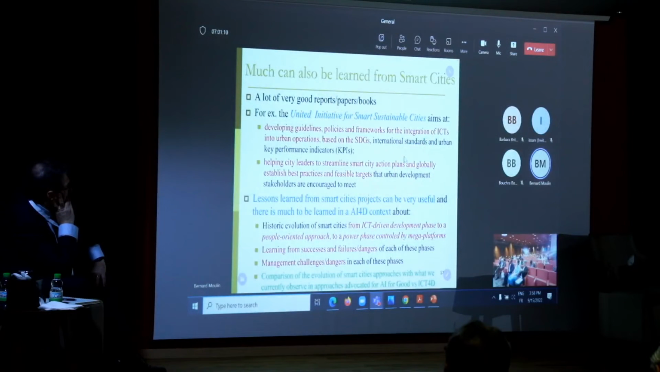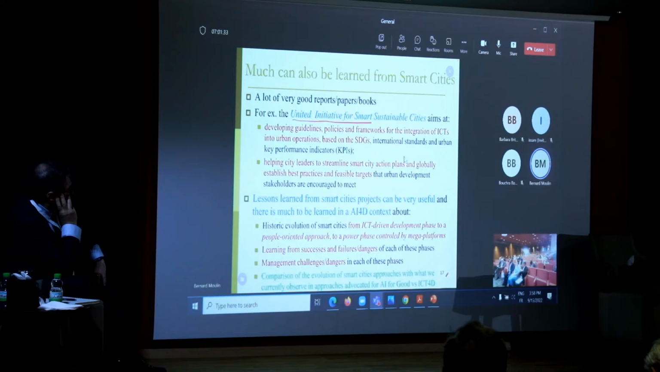Another topic that I want to raise here is that much can be learned from smart cities. That's a domain which has evolved during the past, I would say, at least 20 years. And there are very good reports, papers, and books about lessons learned in this domain. And that's, in my opinion, very relevant for development in developing countries.